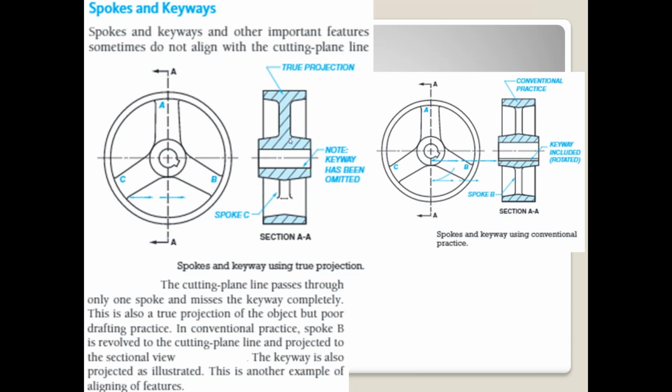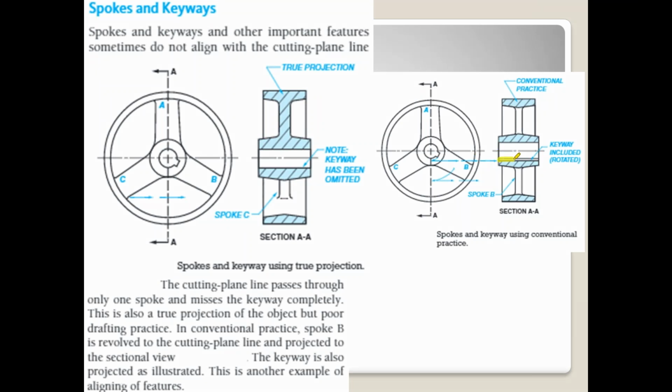So if you show this section here and you miss the spoke C, so the spoke C you didn't show at the bottom, you only have halfway here, and then you also miss the keyway, you also eliminated the keyway. Based on the way you cut it, it is the true projection, but it's not good practice. But if you do it the other way around, you're going to have to show the keyway included here. You can see there's a keyway there.